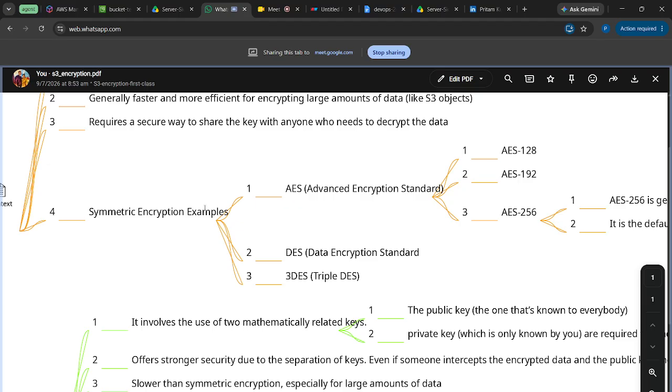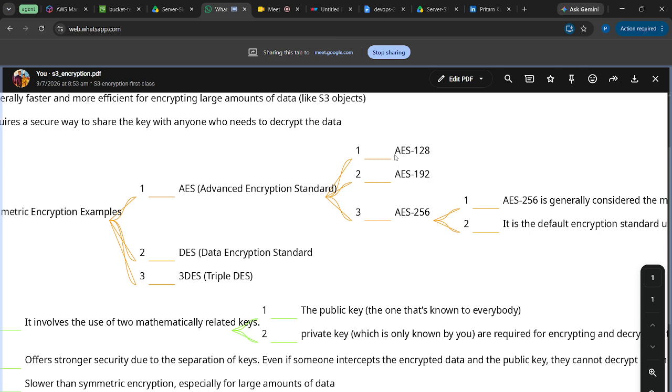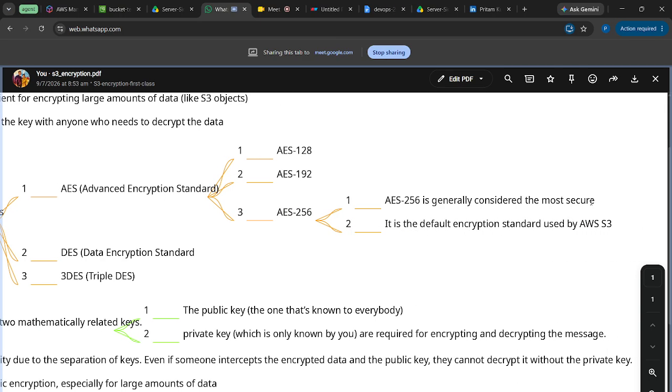Asymmetric is a different concept, but we need to understand that as well. There are a few other resources where we use asymmetric encryption, and I will show you an example too. So AES, Advanced Encryption Standard, is one kind of algorithm: AES 128, 192 and 256. 256 is the latest one and it is generally considered the most secure. It is the default encryption standard used by AWS S3. So AES 256 is the default encryption standard for AWS S3.